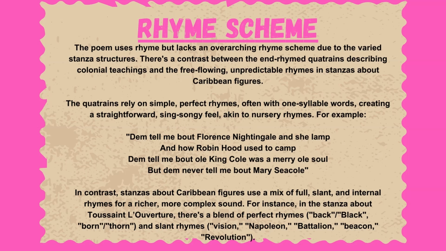The poem uses rhyme, but lacks an overarching rhyme scheme due to the varied stanza structures. There's a contrast between the end-rhymed quatrains describing colonial teachings and the free-flowing, unpredictable rhymes and stanzas about Caribbean figures. The quatrains rely on simple, perfect rhymes, often with one-syllable words, creating a straightforward, sing-songy feel, akin to nursery rhymes. In contrast, stanzas about Caribbean figures use a mix of full, slant, and internal rhymes for a richer, more complex sound.